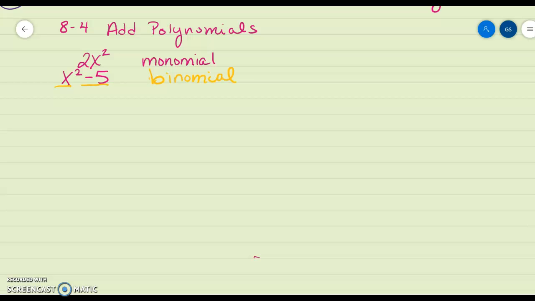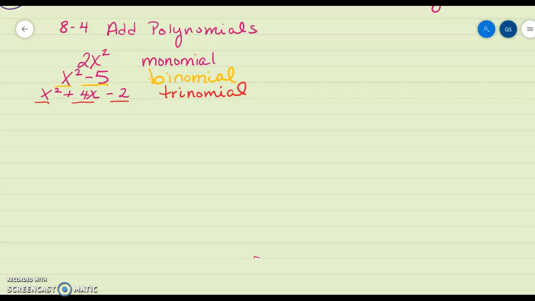Okay, next one is x squared plus 4x minus 2. That has, well, count them up. How many terms does it have? It has three terms, so therefore, monomial, binomial, this would be a trinomial.